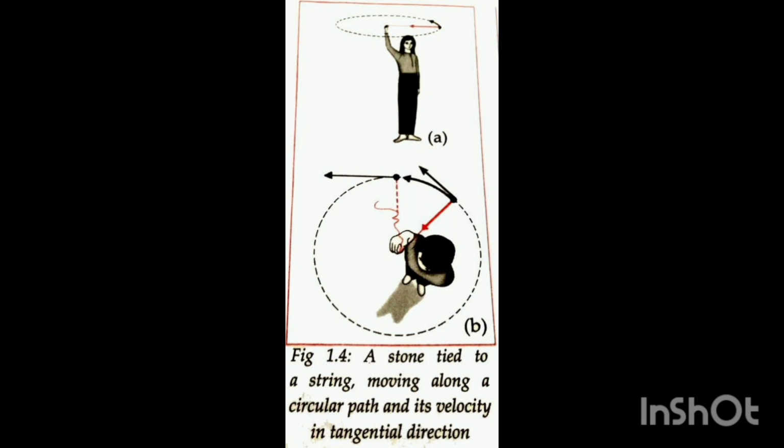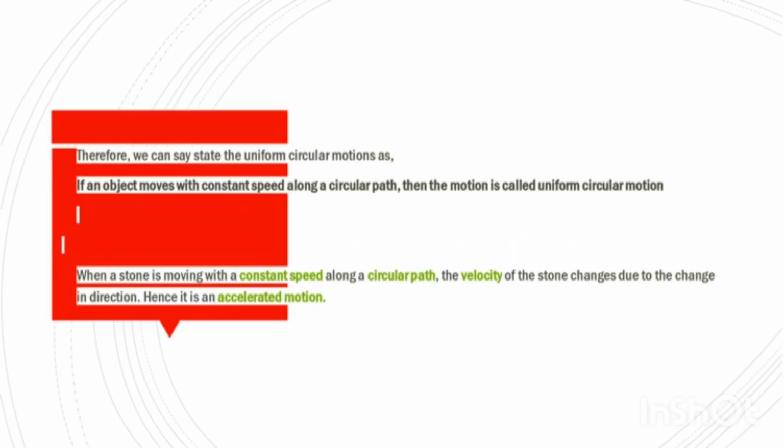This happens because once the stone is released, it continues to move along the direction it was moving at that instant. This clearly shows that the direction of motion of the stone changes at every point when the stone is moving along a circular path. Therefore, we can say that if an object moves with a constant speed along a circular path, then the motion is called uniform circular motion.